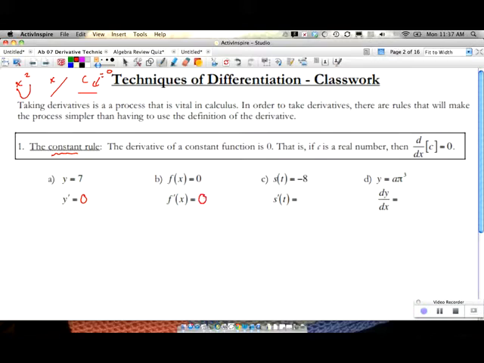f of x equals 0, that's still a horizontal line. And here we still have 0. So 0, 0, 0. This last one is a little bit interesting because this pi looks like a letter, but pi actually represents one number. Not some type of variable, but one number, approximately 3.14. And a here is going to be treated like a constant as well.